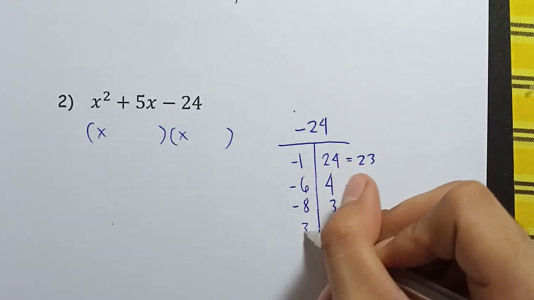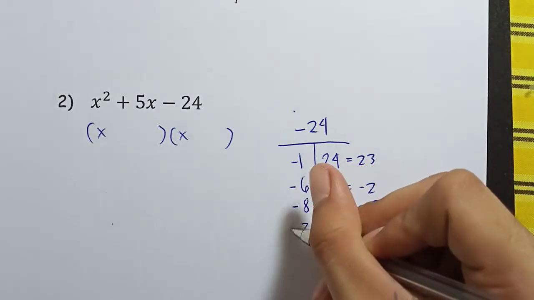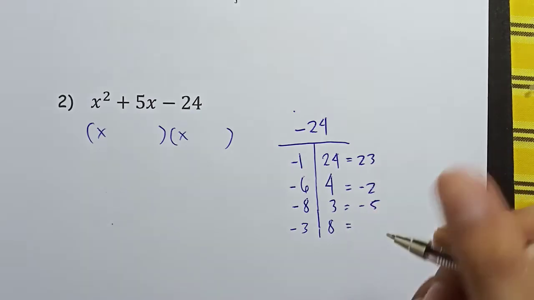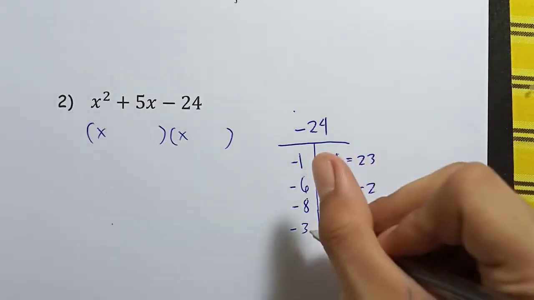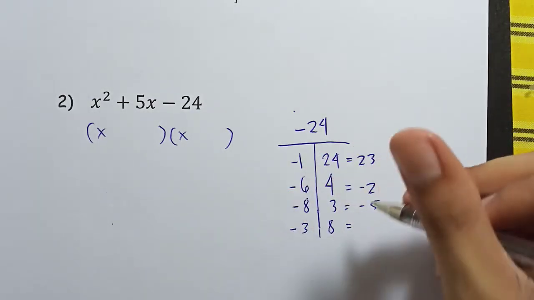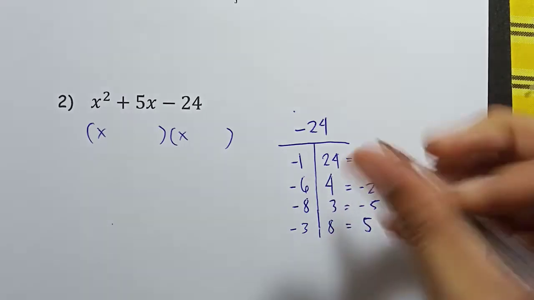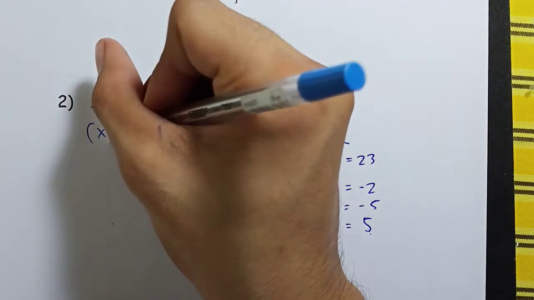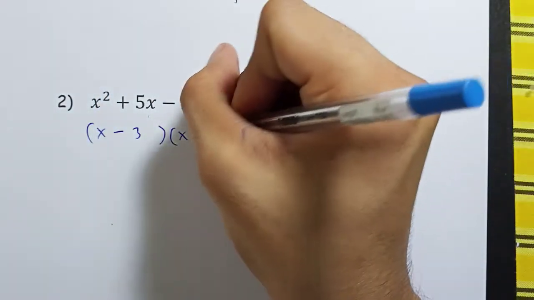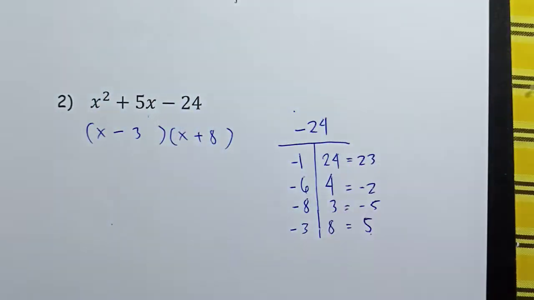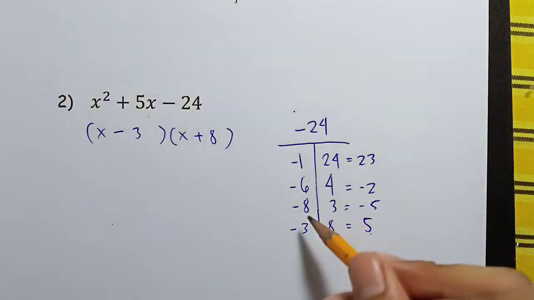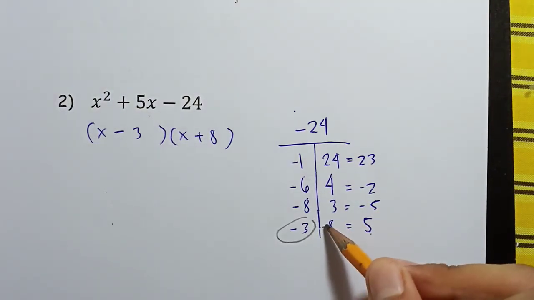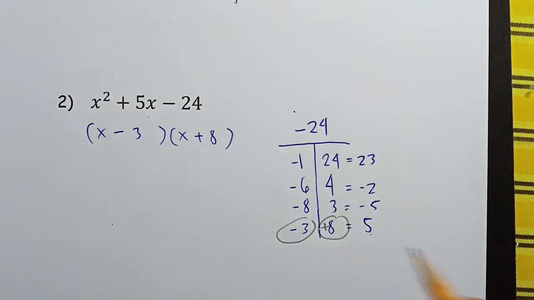So, subukan natin yung negative 3 and 8. Negative 3 plus 8 equals 5. So, ito yung 5, middle term natin. So, ito yung sagot: minus 3 plus 8. Minus 3 kasi negative siya, plus 8 kasi positive siya. Positive yung 8. Tama? Checking.